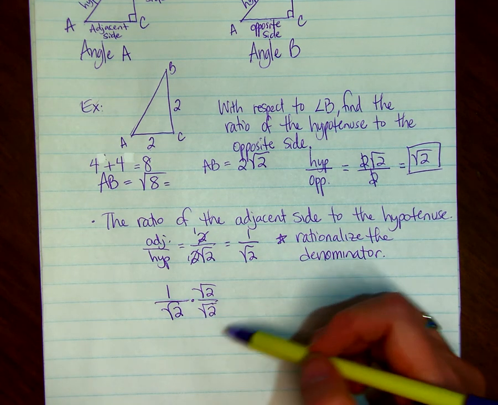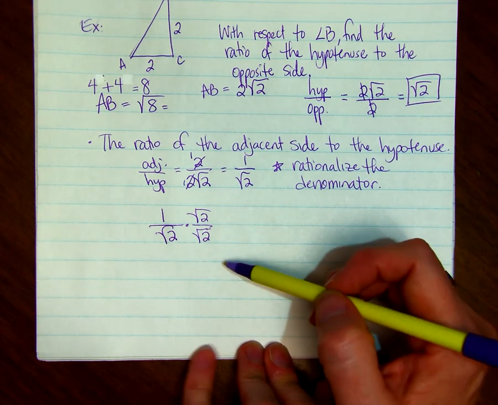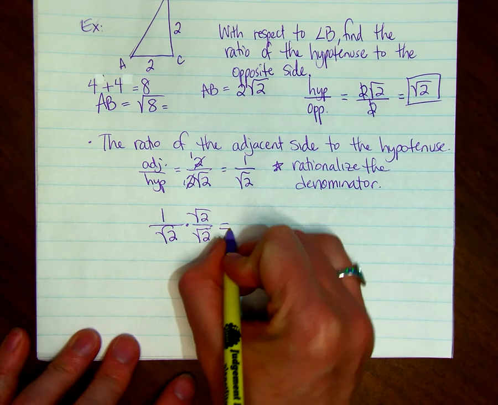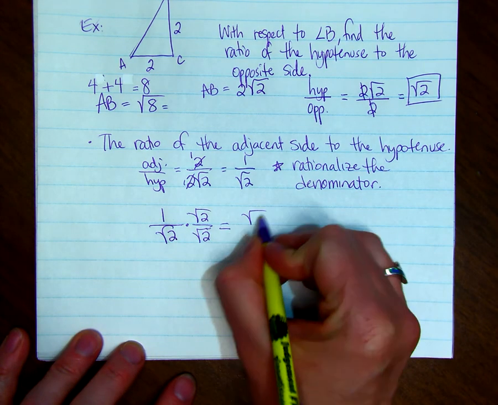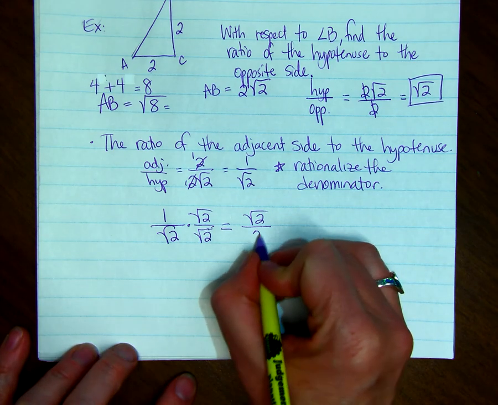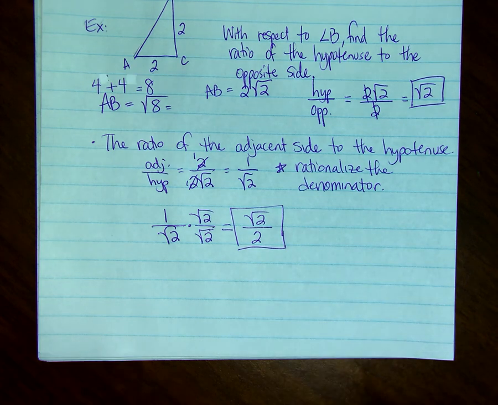So I'm going to multiply by 1, but it's square root of 2 divided by square root of 2, which is just 1. So we're not changing the value, we're just changing the way it looks. So 1 times square root of 2 is the square root of 2. Square root of 2 times the square root of 2 is the square root of 4, or just 2. And that would be the ratio of the adjacent to the hypotenuse.